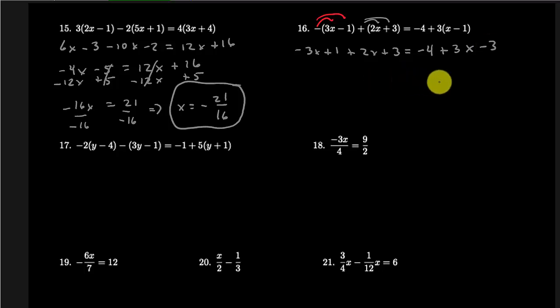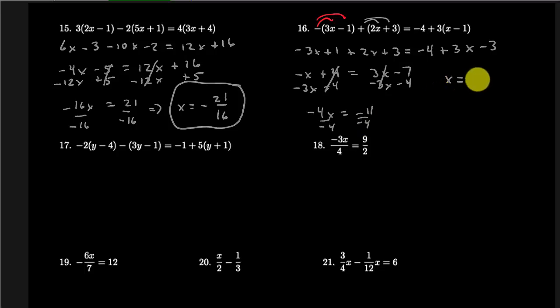All right. Combine like terms, so that's going to give us negative x plus 4 is equal to 3x minus 7. Let's subtract 3x to both sides. Let's subtract 4 to both sides. So the 3x is canceled, the 4's canceled. That's negative 4x is equal to negative 11. Divide negative 4 to both sides. So that's going to tell us x is equal to a positive 11 over 4 because we have a negative over a negative.